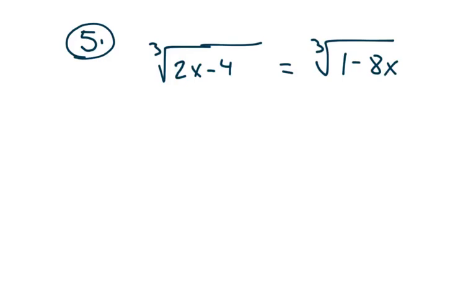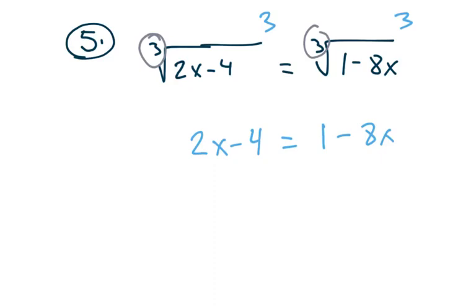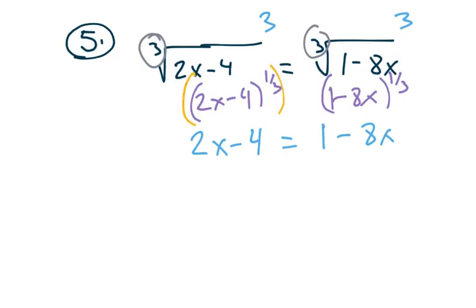All right, number 5 is trying to intimidate you with the index of 3, but all I have to do here is raise each of these to the third power. So this is going to give me 2x minus 4 equals 1 minus 8x. And hopefully you see why, but if you don't, the reason is that both of these are the 1/3 power. So when something is raised to the 1/3 power, if we raise them to the third, these would divide out. So in any case, that leaves me with 2x minus 4 equals 1 minus 8x.